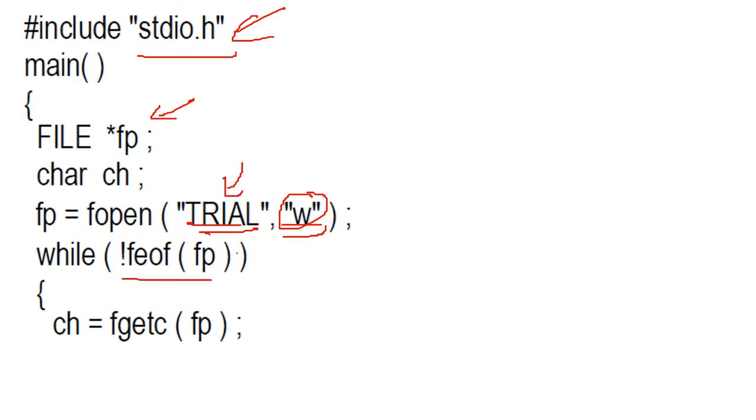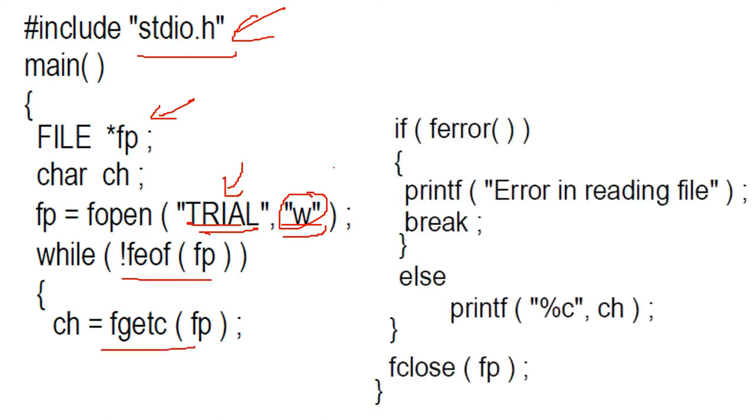So what we are doing here is, we are checking feof(fp). We are getting one character at a time, and then we are checking for error. We know that an error is going to happen because we are opening it in the write mode, and whenever we are reading, there will be an error. So for this error, we are saying printf, error in reading file, and we break. Otherwise, we can just print the ch and we close.